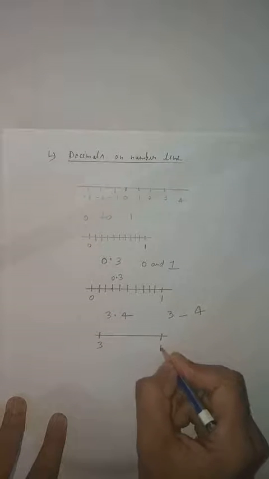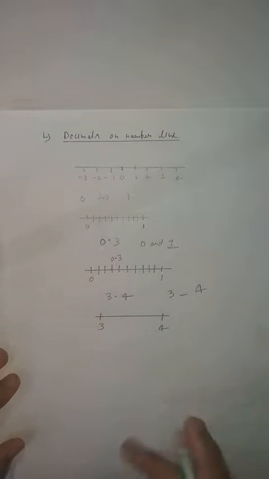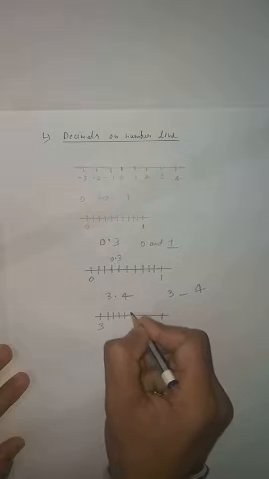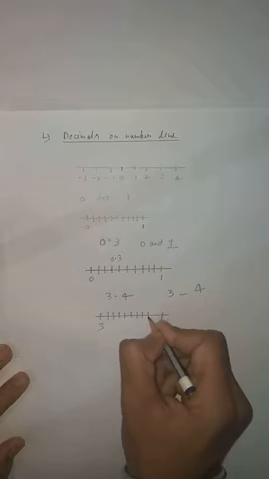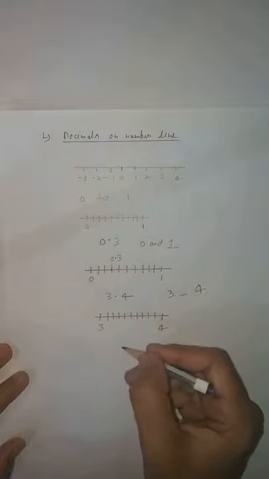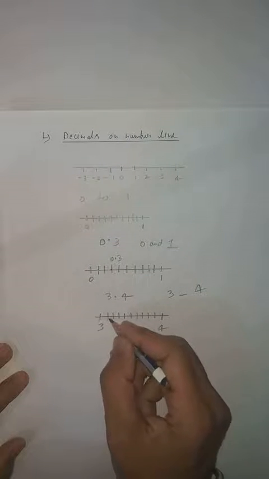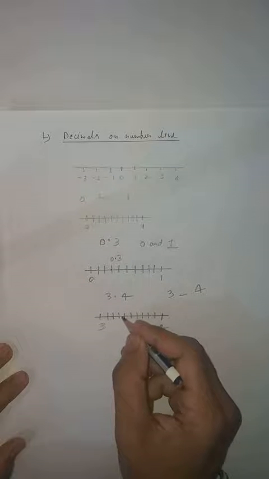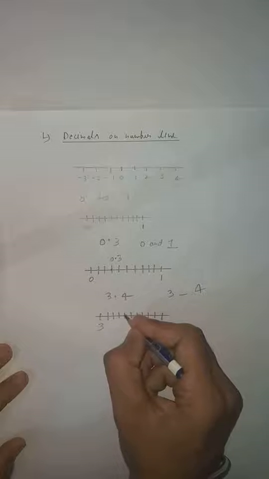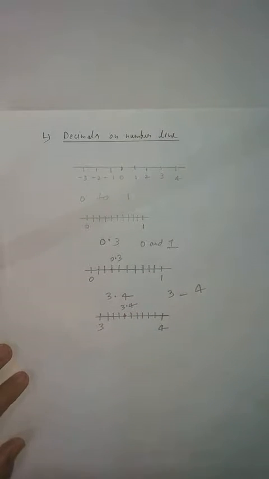So for 3.4, you will write down 3 here and write down 4 here. Again, how many lines in between 3 and 4, student? You know that simply you will say, sir, there will be 10 lines. So 1, 2, 3, 4, 5, 6, 7, 8, 9. Clear, student? So 3 is here. So 3.1, 3.2, 3.3, 3.4. Clear? So this will be 3.4. I think this is clear.